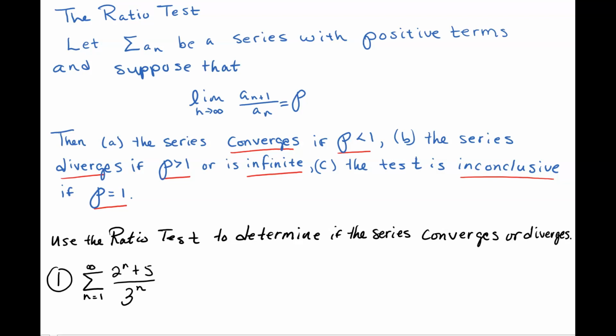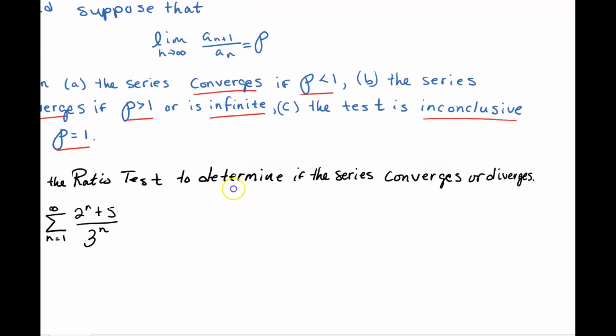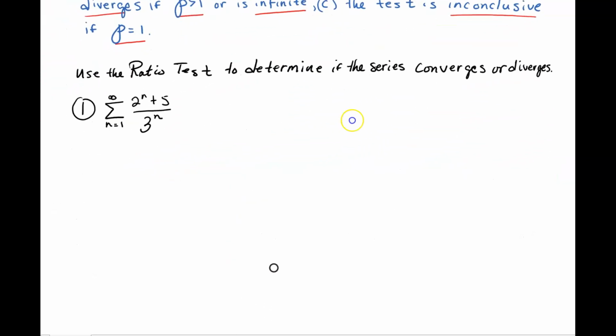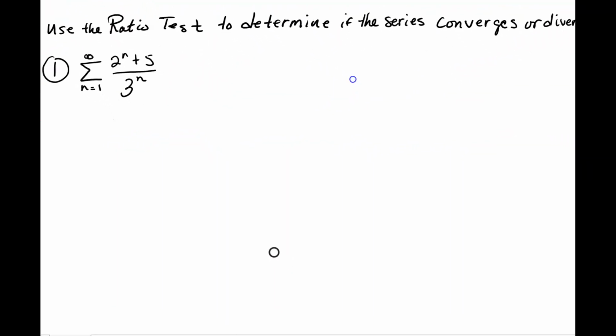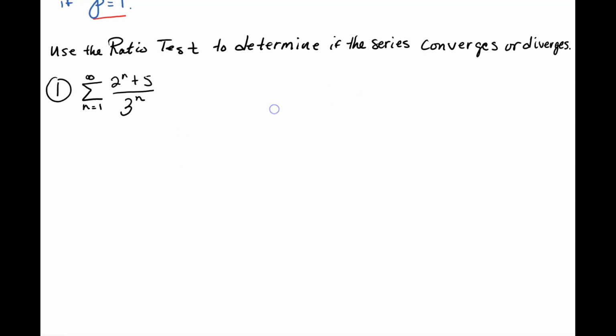So we're going to take a look here at an example, and it says use the ratio test to determine if the series converges or diverges. Okay, so let's go ahead and take a look and see what we can come up with. All right, move this, adjust this a little bit. There we go.